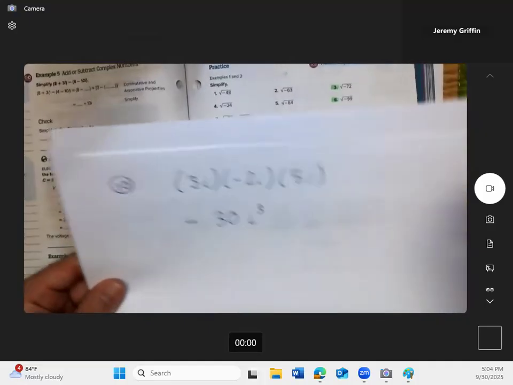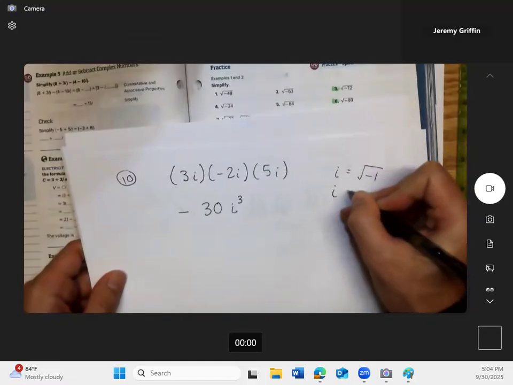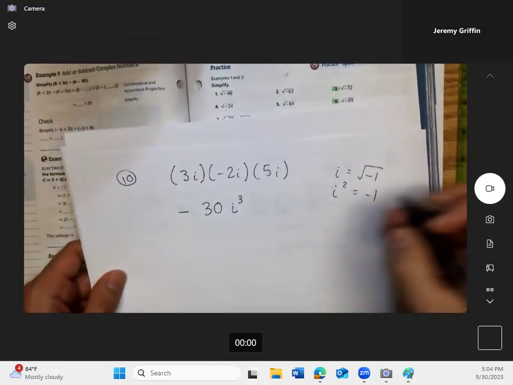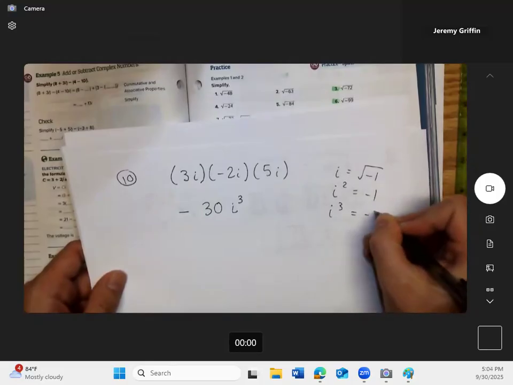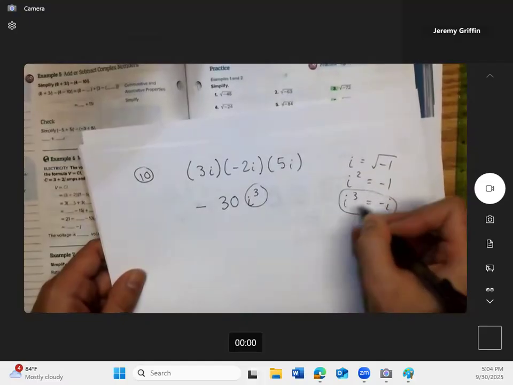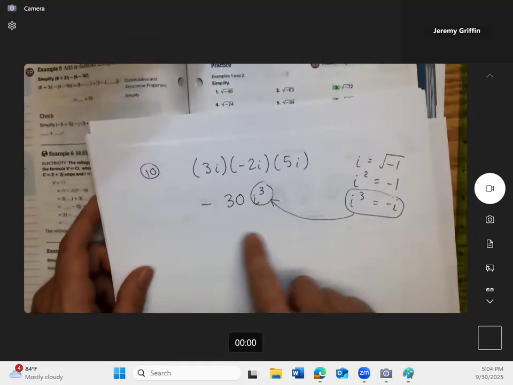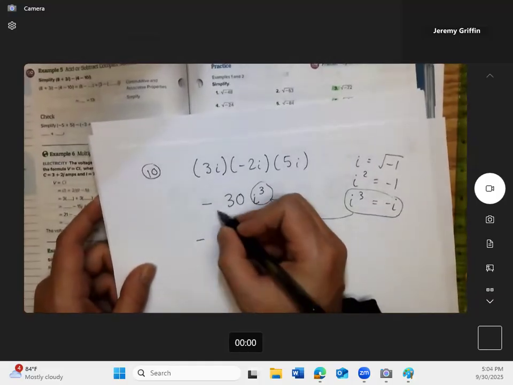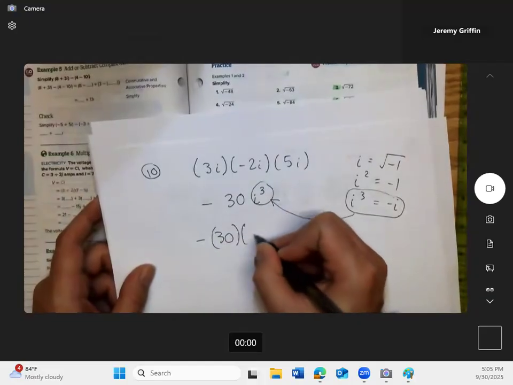Okay, well, let's go through that pattern. If i is the root of -1, i squared is -1. i to the 3 is these two multiplied together, which is -i, isn't it? That's what this is right here. So this is -i. All right, so keep track then. Got that negative, I got a 30, and then I have -i.